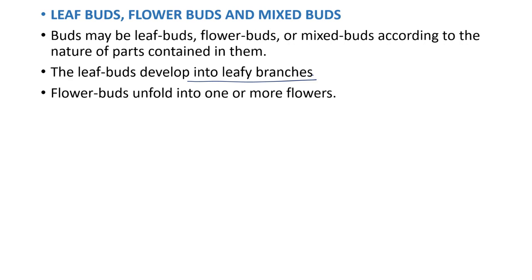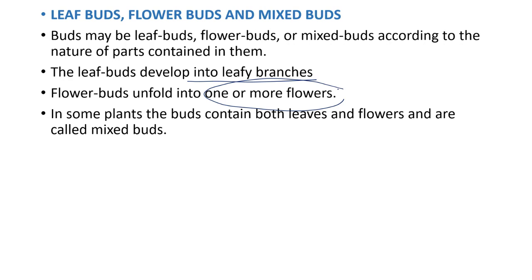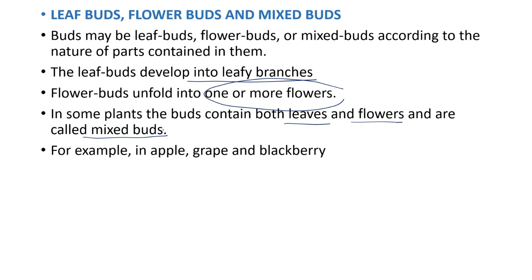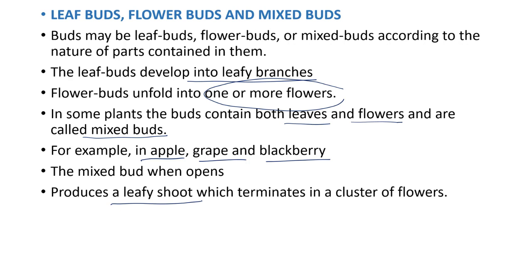Flower buds, on the other hand, when they unfold, when they open up and grow, develop into flowers. Now they may develop into one or more flowers. However, there are certain plants which contain both leaves as well as flowers, so they are called mixed buds. Although they are not very common, you will still find them, like in apple, grape, blackberry, and so on. They have buds which grow and develop into a leafy shoot, and that leafy shoot ends in flowers. So when the mixed bud opens, it produces a leafy shoot, and this leafy shoot terminates in a cluster of flowers.